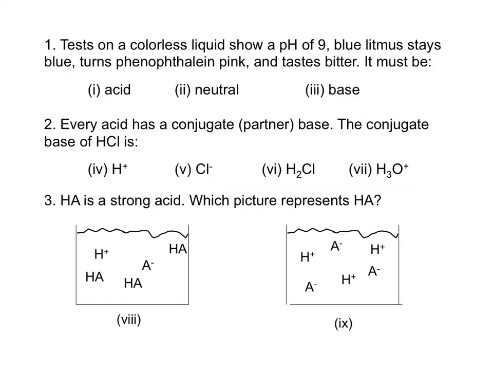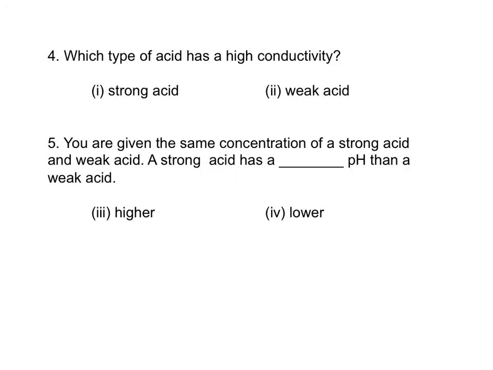Let's review these concepts of acids and bases. Stop the video and answer these questions. And the answers are, these are properties of bases. When HCl loses a proton, Cl minus is left over. That's the conjugate base. Remember that a strong acid easily donates its protons and completely dissociates into ions.